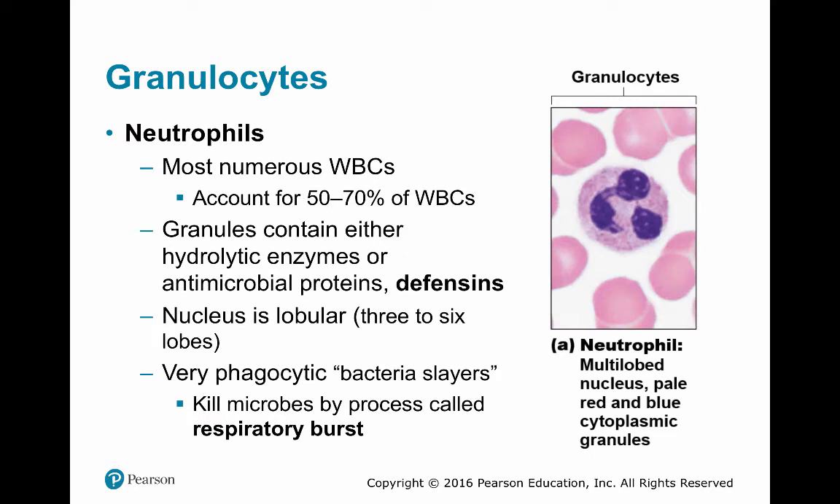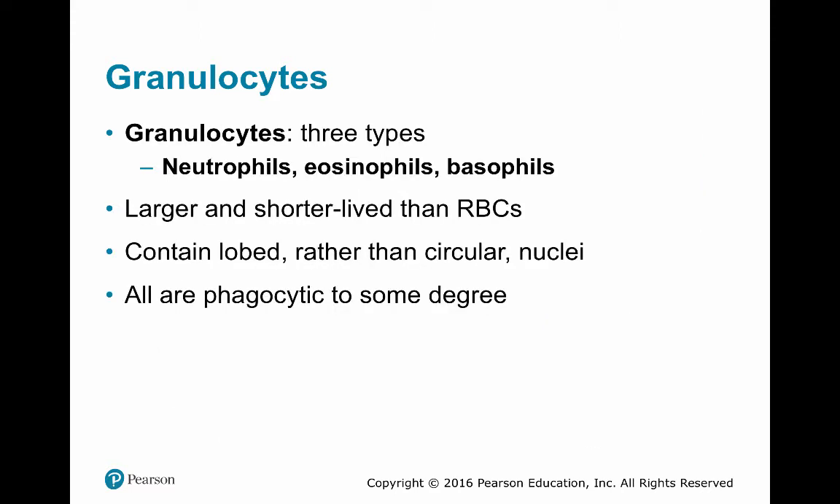Let's start talking about what each one does. The granulocytes have three types: the neutrophils, the eosinophils, and the basophils. They're larger and shorter lived than red blood cells. They contain lobes rather than circular nuclei, and they're all phagocytic to some degree. Phagocytosis means that they can engulf their prey, which we can compare to bacteria or a parasite or a virus or something like that, that it's going to get rid of.